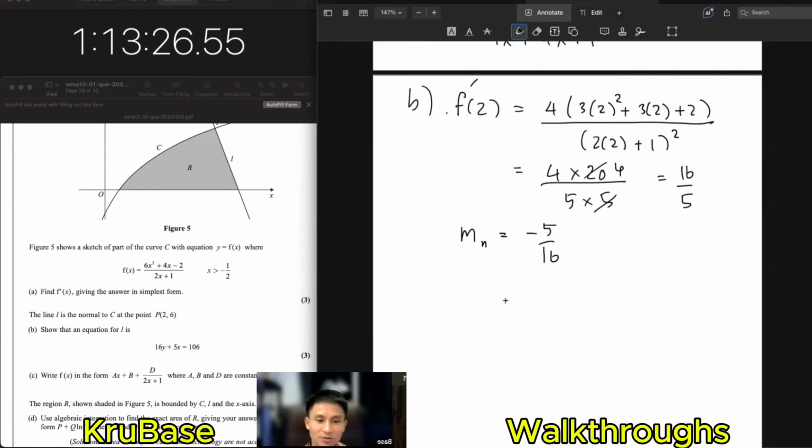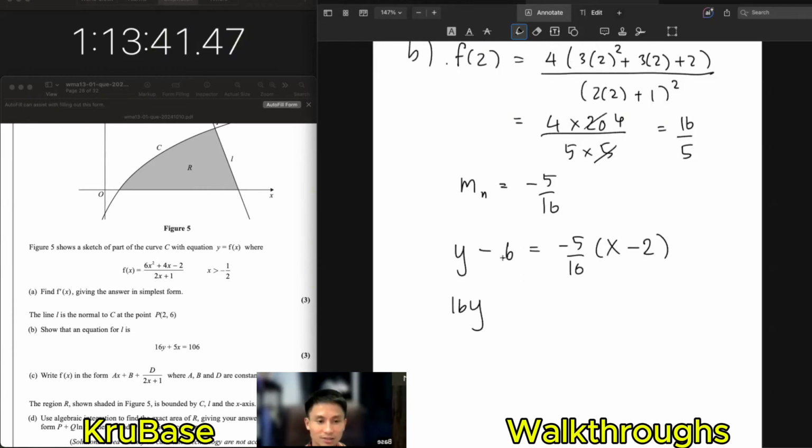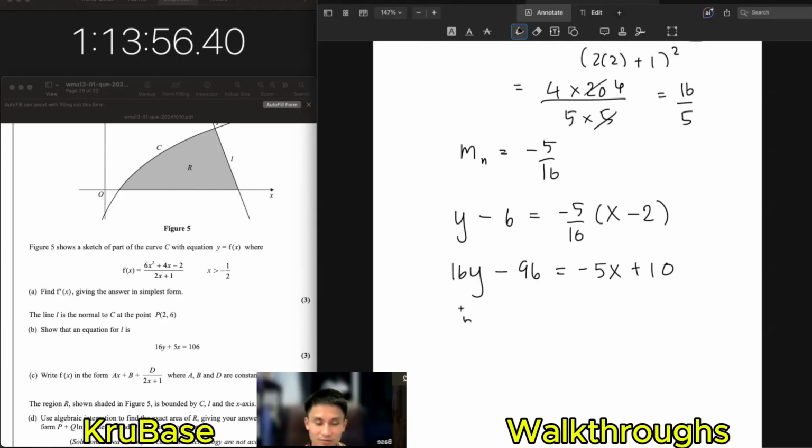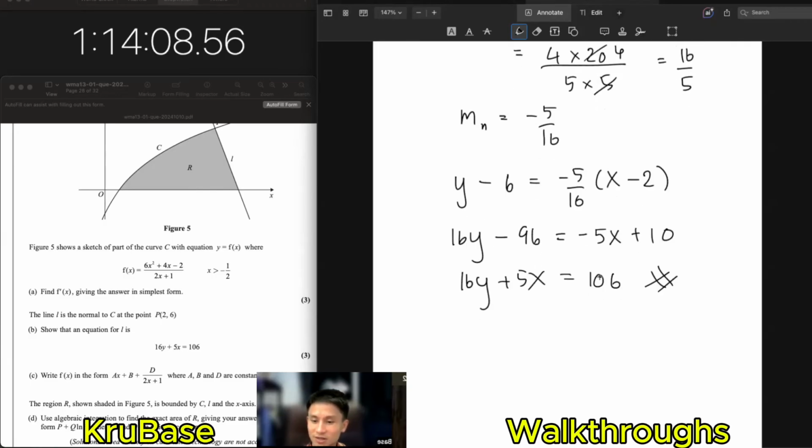And then do y minus y1, being the point P because it cuts there, equals m times x minus x1, being 2. Multiplying out by 16, I get 16y minus 16 plus, 16 times 6 is 96. And multiply minus 5 all out, I get minus 5x here, then plus 10. Moving everything to the same side, I have 16y in front plus 5x. And then 96 moved to the right, I get 106. So that confirms that I'm fine with all this.